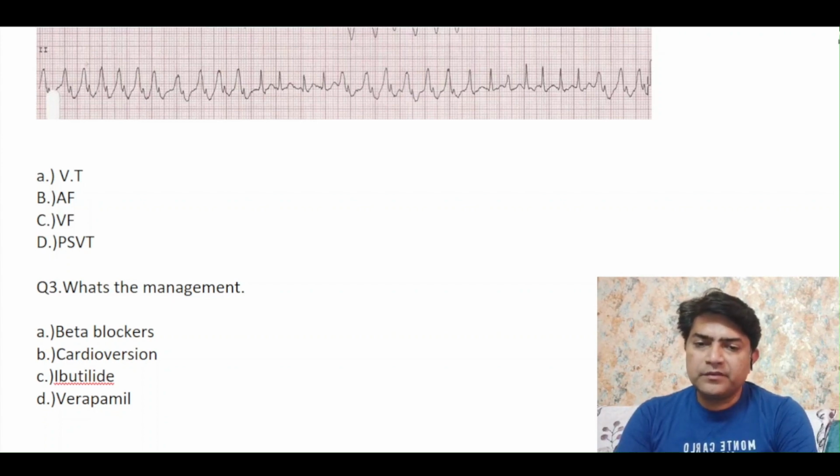And why not ventricular fibrillation? Because in ventricular fibrillation, the baseline is very varying. So ventricular fibrillation cannot be the answer. Now, what is the management? Here you can clearly see that the BP of the patient is down, 80/60. So here cardioversion is the answer, and this concept you have to keep in mind.